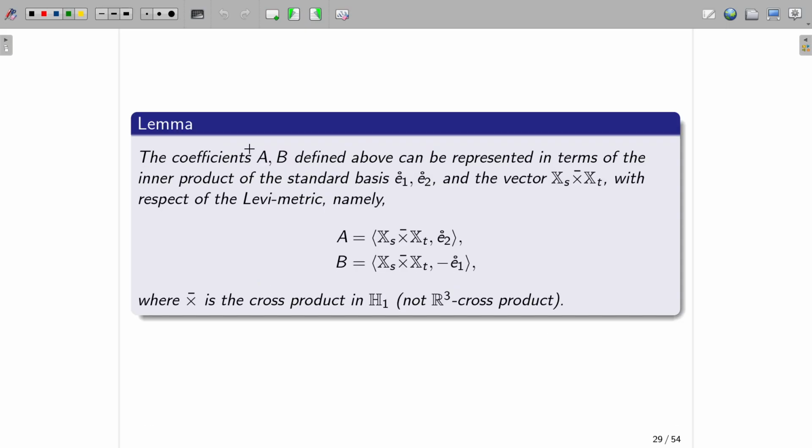And actually, the coefficients a, b defined above can be represented in terms of the inner product of the standard basis and the vector here with respect to the Levi metric, like this. I have to show this lemma here because when you deal with a and b, the calculation is quite complicated.